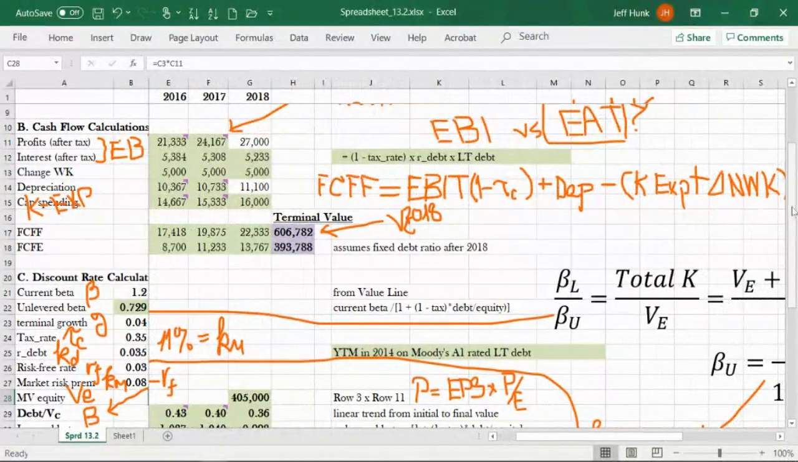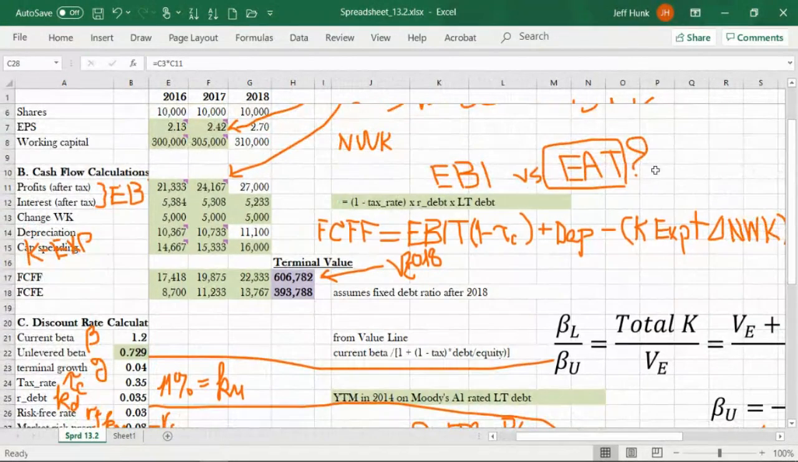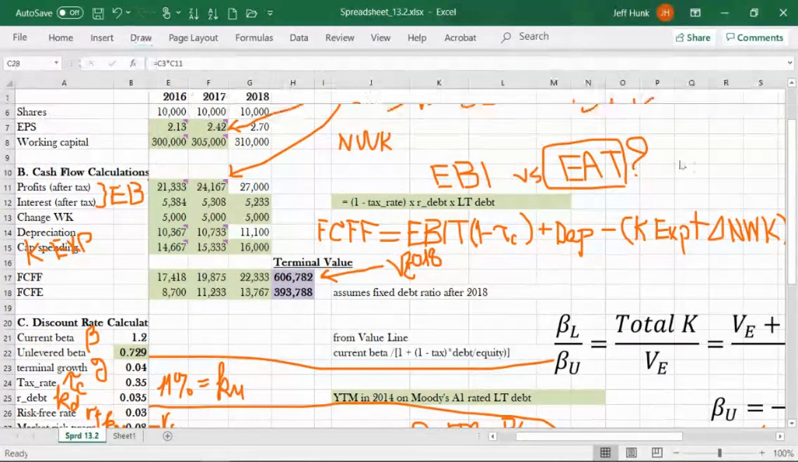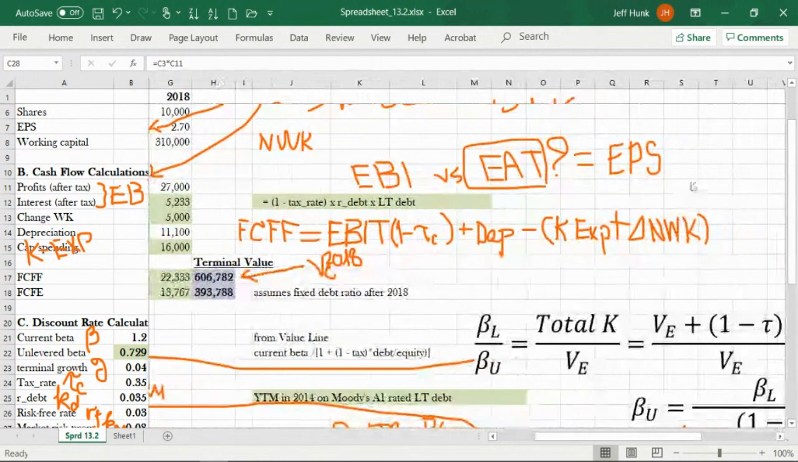What is the difference between EAT and EPS, earnings per share? Literally, earnings per share is per share. In other words, if you divide EAT by the number of shares, then that's earnings per share. And so EAT is earnings per share times number of shares.